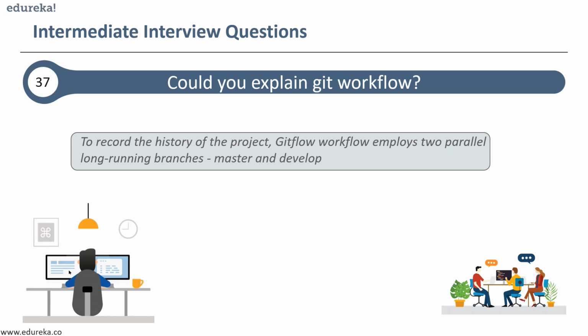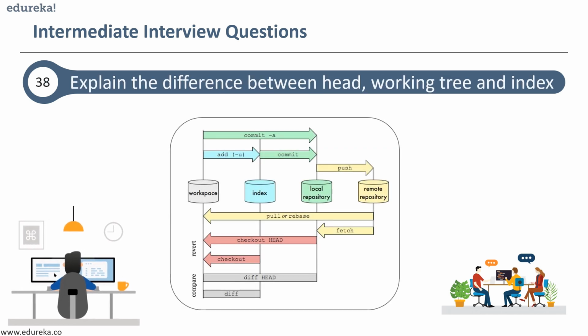Here there's one more branch called the feature branch. Each new feature should reside in its own branch, which can be pushed to the develop branch as its parent one. So the next question is, explain the difference between the head, working tree and index.